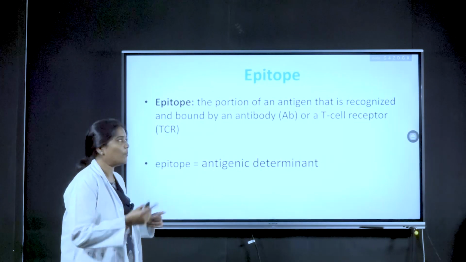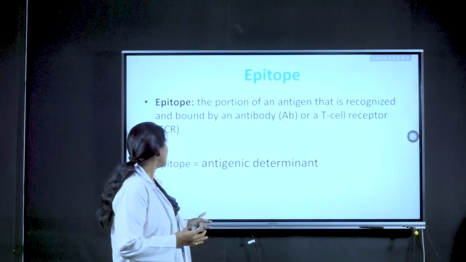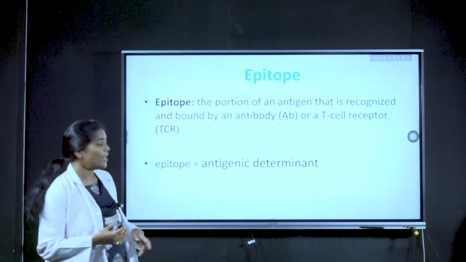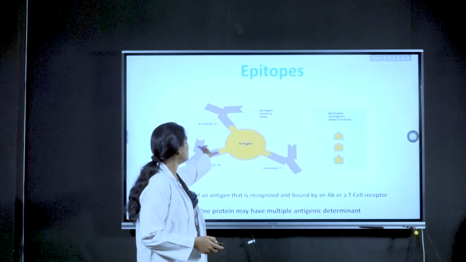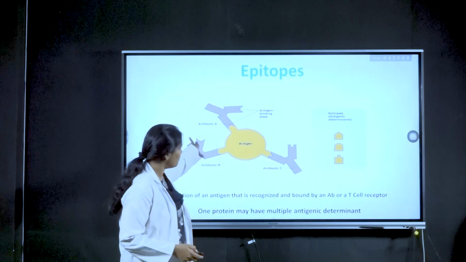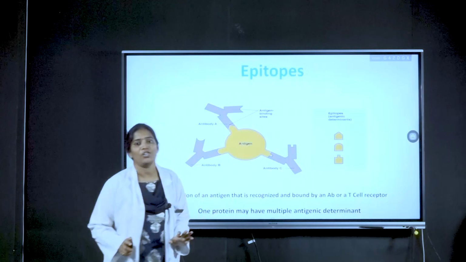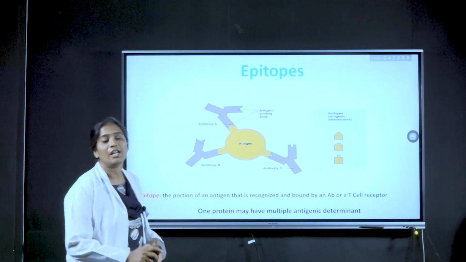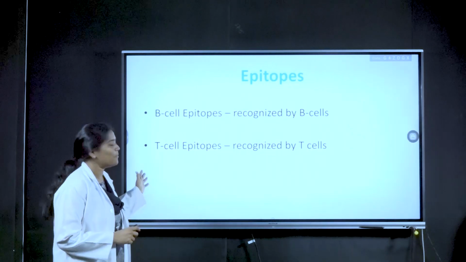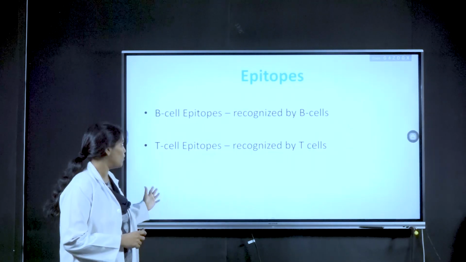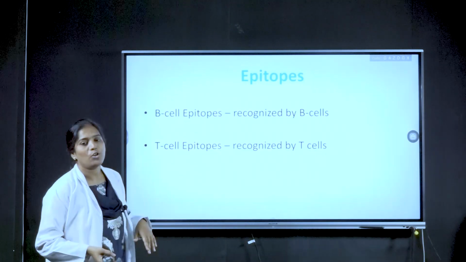Now what is epitope? Epitope is that portion of antigen that is recognized by or bound by an antibody. That means this is the antigen, these are the antibody binding sites. These are called epitopes. Epitopes are the particular regions which can be detected by that particular antibody. There are various epitopes: B cell epitopes and T cell epitopes. B cell epitopes are recognized by B lymphocytes. T cell epitopes are recognized by T lymphocytes.